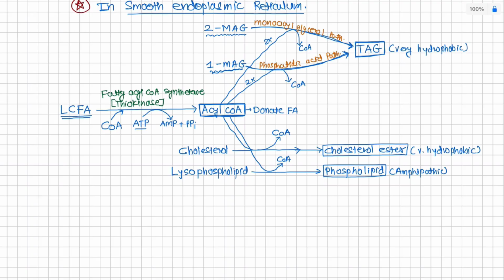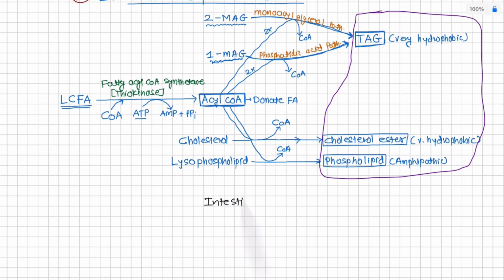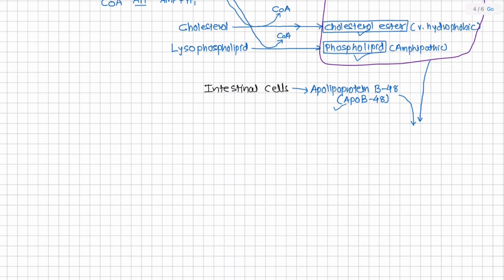Now, how do these reassembled lipids form chylomicron? The intestinal cells produce a very important protein called apolipoprotein B48 or ApoB48. When this protein is present, triacylglycerol, cholesterol ester, phospholipids and ApoB48 come together and form an assembly. This assembly is arranged as a spherical particle. This arrangement is very specific.